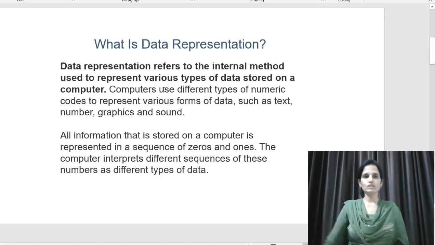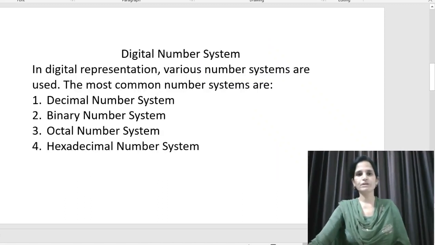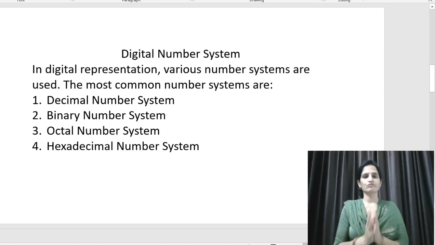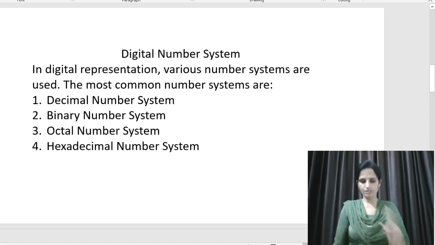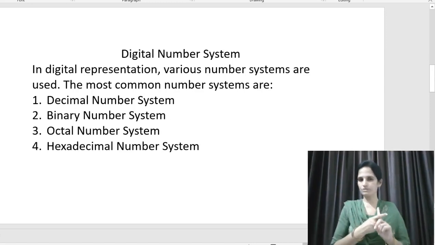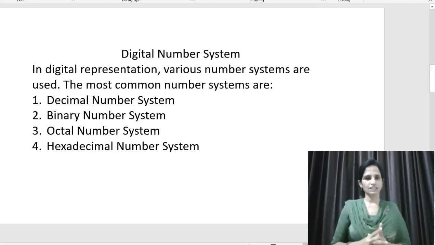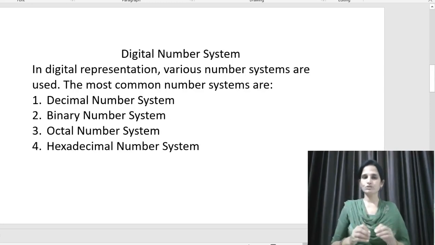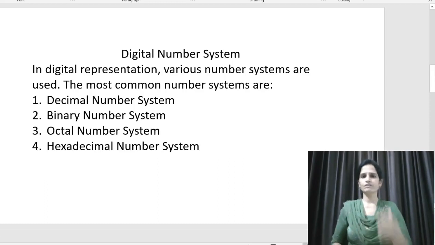Now, one is the digital number system. What do you mean by the digital number system? In digital representation, various number systems are used. In the digital number system, mainly four types are there: the decimal number system, the binary number system, the octal number system, and the hexadecimal number system. Decimal means simple numbers, for example 67, 34, 37, 100, 200. These are all decimal number system.